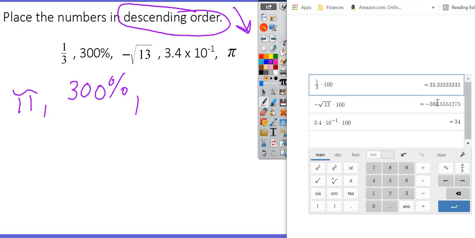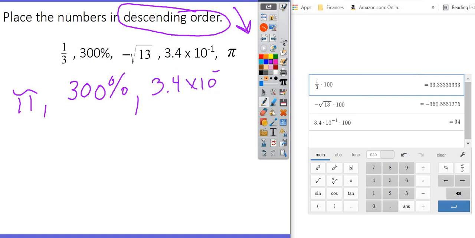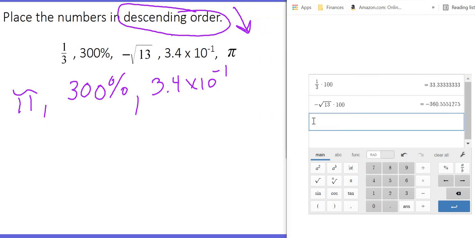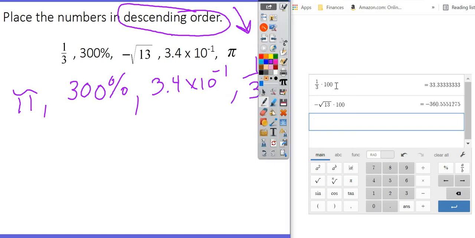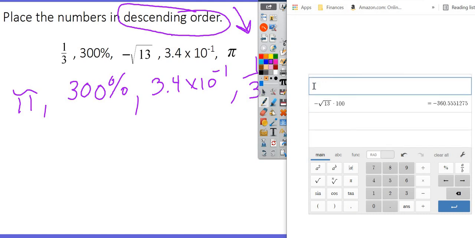All right, and now we've got three more. We've got 33%, negative 360%, and 34%. So we ask ourselves again, we're going down, so we're always going to ask what's the biggest. What is the biggest percent left? And that would be the 34%. So 3.4 times 10 to the negative 1 is going to be highlighted and backspaced. And we ask again, what's the biggest percent? Well, 33% would be the biggest one left. And we'll highlight it. Always do that so that you don't get messed up.